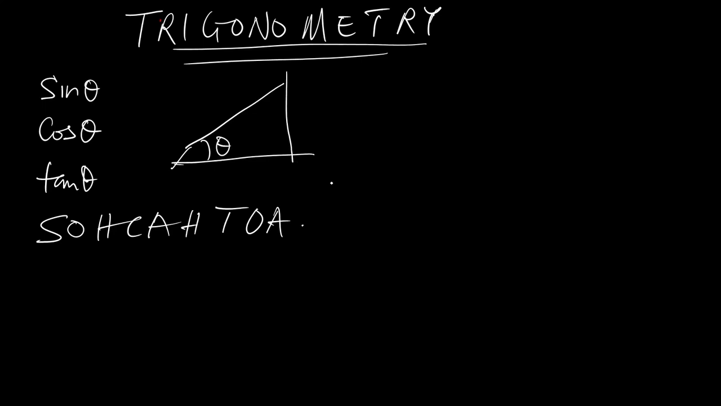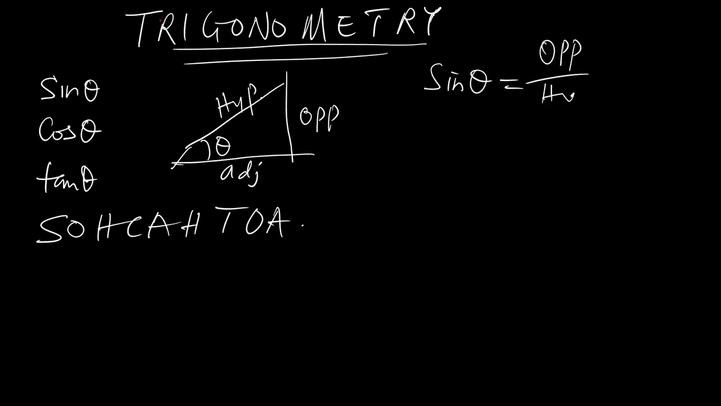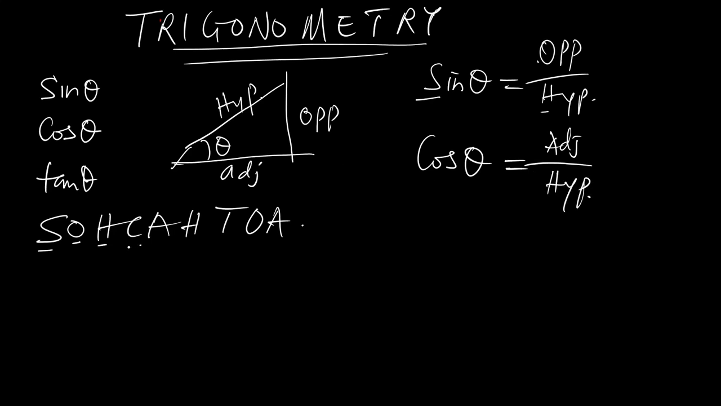Now, if you have an angle here, theta, this is opposite to this angle. This is adjacent to the angle. Then this is the hypotenuse. Now, the sine of this angle is opposite all over hypotenuse. So this is SOH. Then the cosine theta is the same thing as adjacent all over hypotenuse. Cosine theta is equal to adjacent all over hypotenuse.